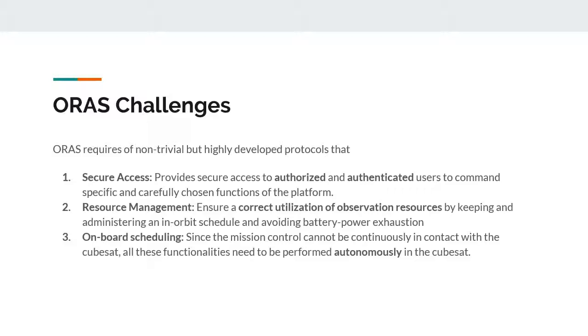Since the mission control cannot be continuously in contact with the CubeSat, all functionalities, particularly in scheduling decisions, have to be performed autonomously by the CubeSat. This means that if a user is asking me to take a picture of a given region of the world in such a way that the storage I would need to use to store such acquisition is not available at that time, the satellite has to be smart and autonomous enough to deny such a command for the user commanding the satellite at that moment. And this has to be done, again, without intervention from the main ground station, the main mission control center.